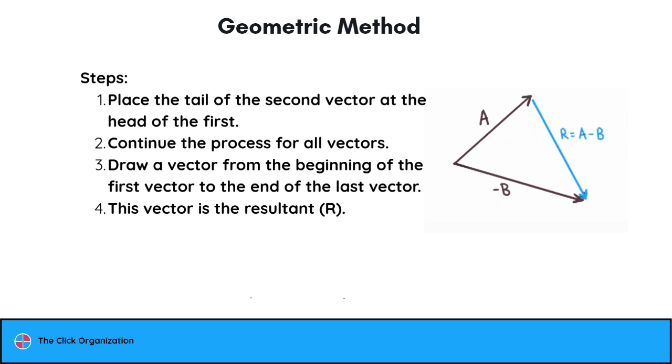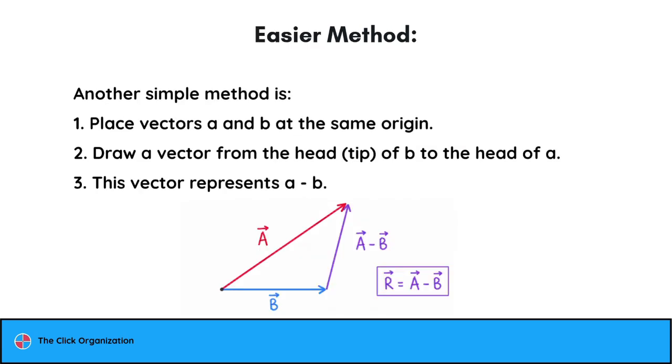in this diagram. As you look at the diagram on the screen, notice how we move from one vector to the next until we reach the final point. The resultant vector tells us the overall effect of all the vectors combined, and there's also an easier way to visualize vector subtraction. So first, we place vectors a and b so that they start at the same point, the same origin. And second, we draw a vector from the head, or the tip, of vector b to the head of vector a.